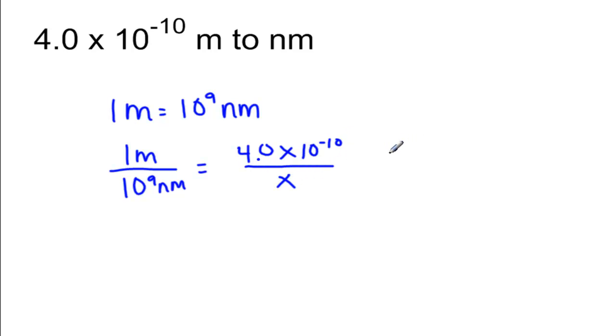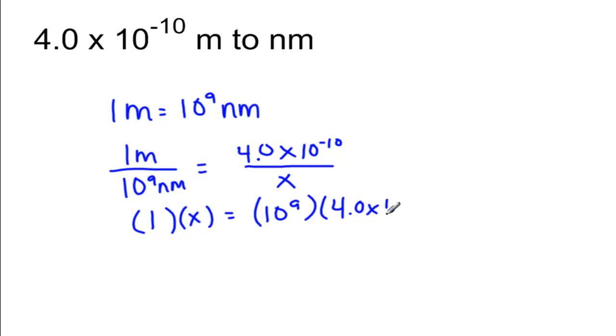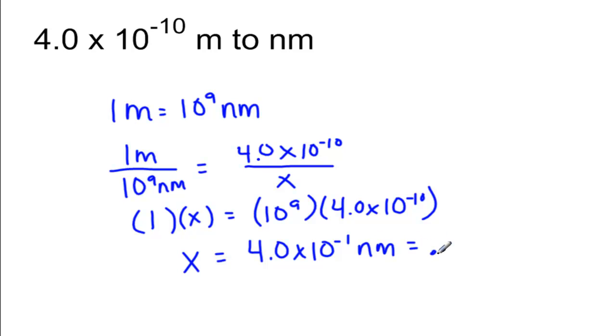So I'm going to cross multiply again. I get 1 times x equals 10 to the 9 times 4.0 times 10 to the minus 10. Now you can put this in your calculator, or you can use what you know about exponents, and when you multiply you add. Either way, x is going to be equal to 4.0 times 10 to the minus 1 nanometers, or 0.4 nanometers.